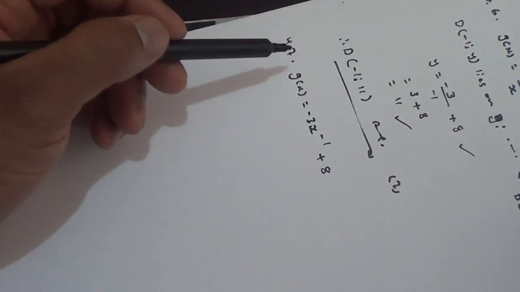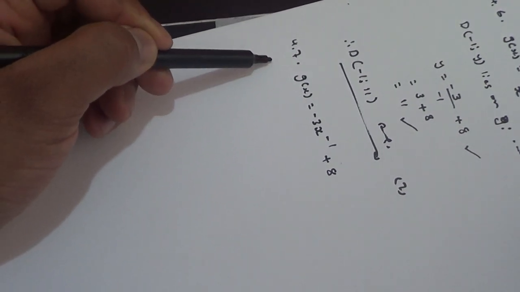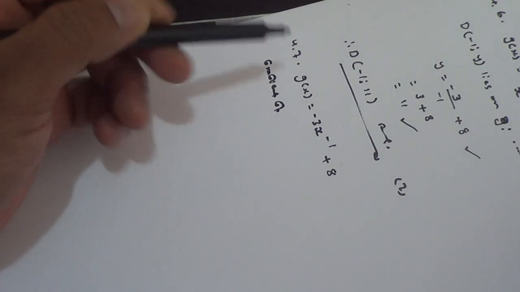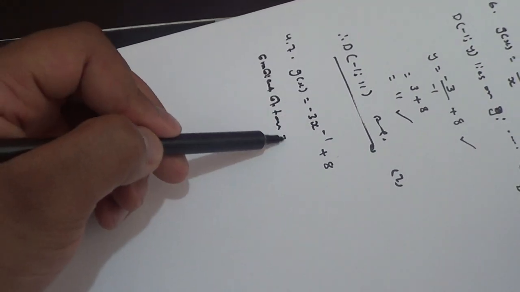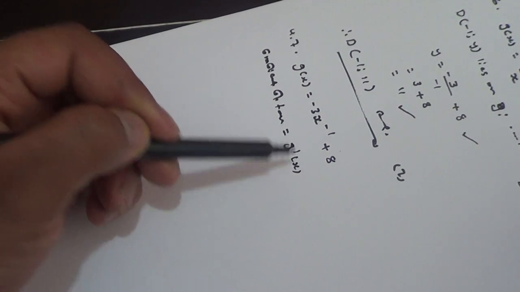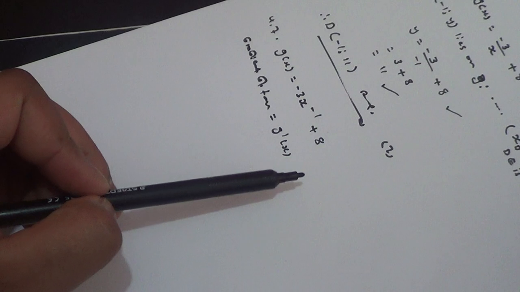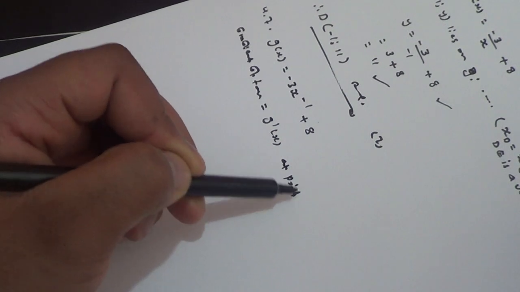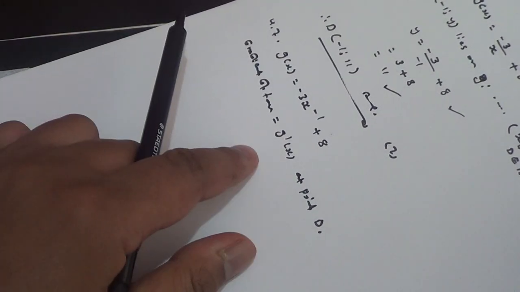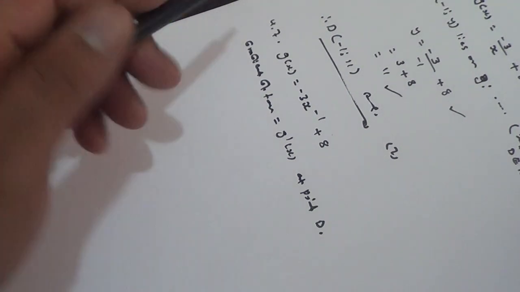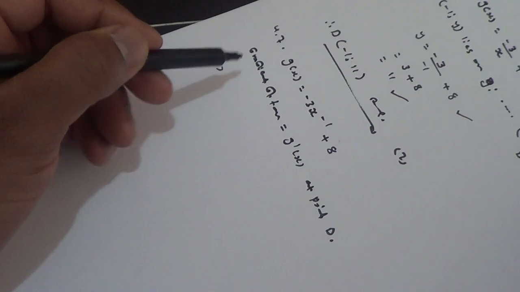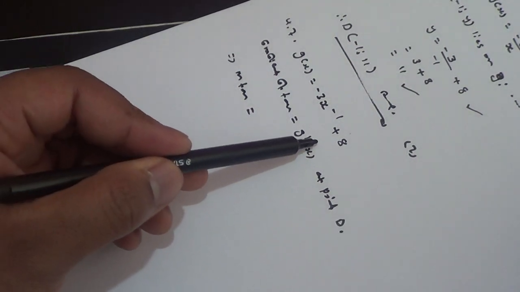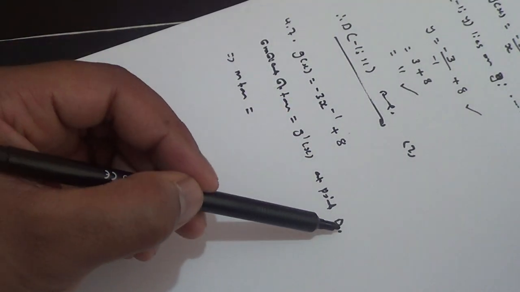Now, we know at the same time that the gradient of the tangent, or just tan, is equal to the derivative of g. You can say at point D, because that is the point of tangency for the two. It's a very important statement, this one. Okay, this implies that m of the tangent is equal to, now we do the derivative of g here at point D.